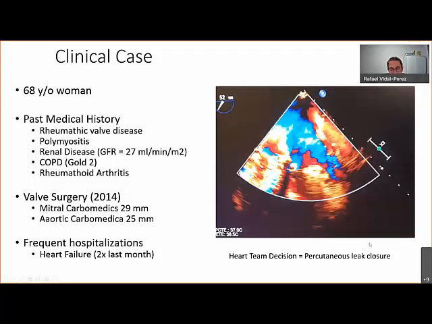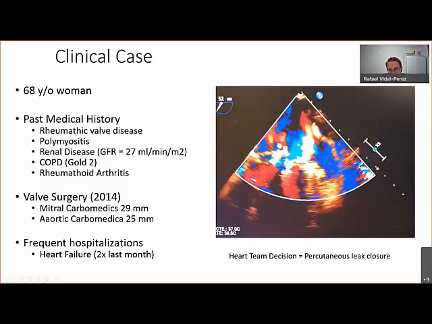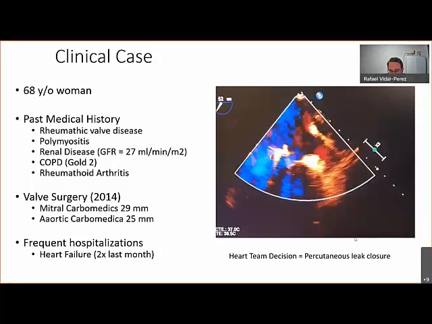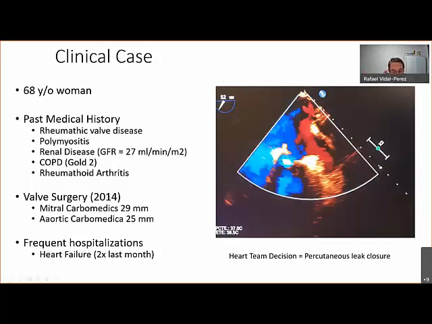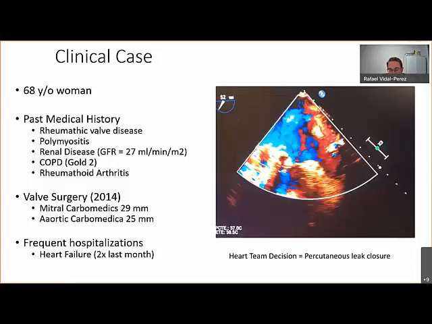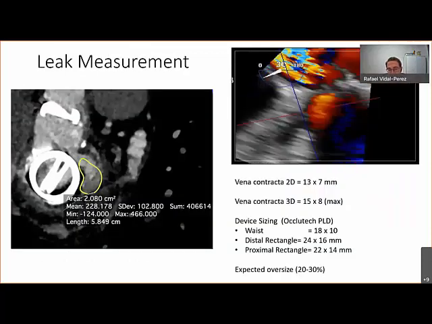You can see here in the transthoracic imaging the important insufficiency due to a paravalvular leak, and this is the point that we are going to treat in this whole session. The heart team decision was needed in this case because of the evolution of these heart failure episodes, and they decided to go for a percutaneous leak closure. And they did need some previous study.